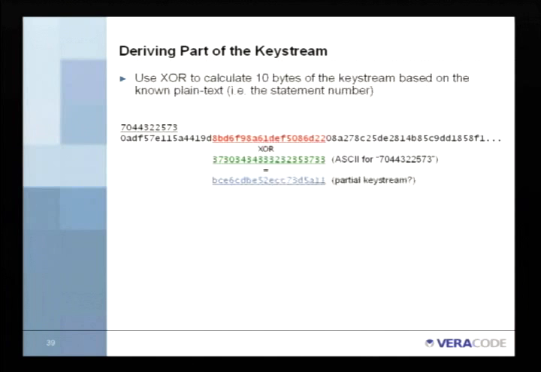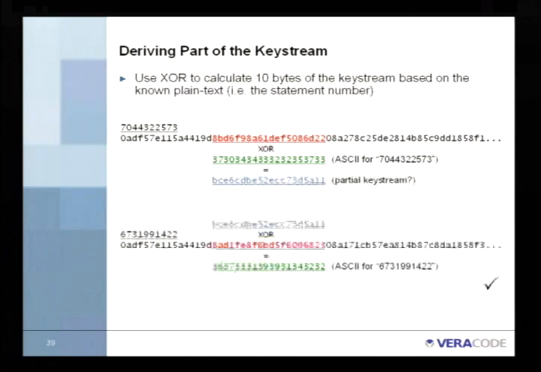So what's in green there, 37, 30, 34, 34, those are the ASCII values representing those digits. And you XOR those together, and you get the 10 bytes shown in blue that I've labeled partial key stream. So we think that that is at least 10 bytes of the key stream, offset by however much into the token. We'll do a quick sanity check: if we take that partial key stream and XOR it with those corresponding bytes in one of the other statement tokens, we do in fact come up with the ASCII value that corresponds to the plaintext, and you can see that we do.